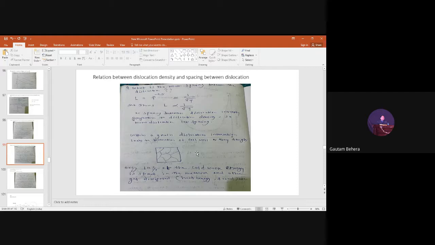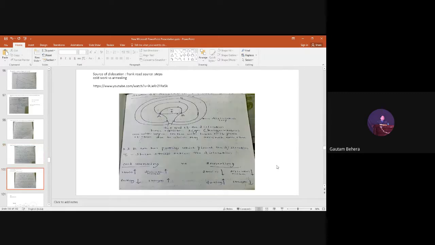This kind of substructure is formed because dislocations will arrange themselves in such a fashion that the strain energy will reduce in the material. And here another figure is there. Only 10% of the cold work energy is stored in the material. The rest of the energy will get lost in the form of heat and sound like that.